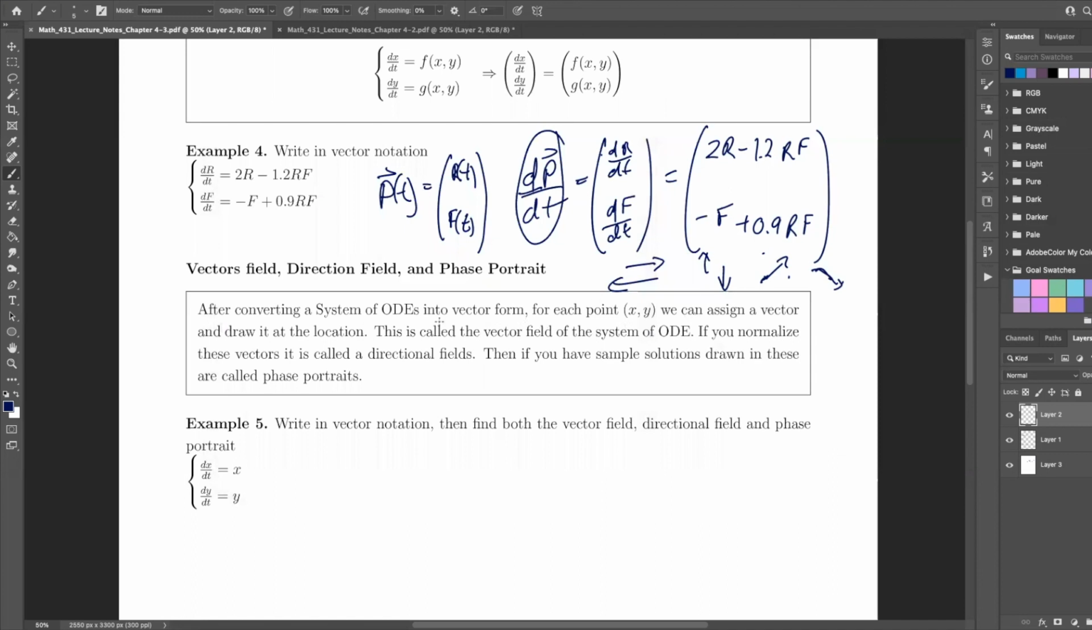And so we can draw a vector at each point. We're going to normalize these vectors, and we're going to call that a direction field. A vector field is where nothing's normalized, and so the vector strength will be really, really strong.